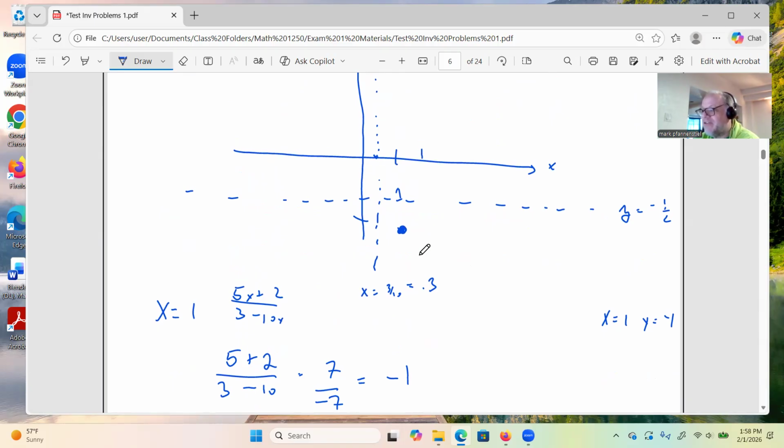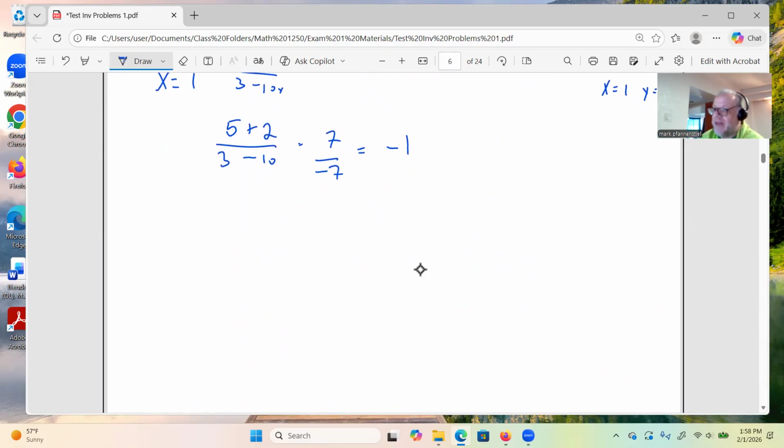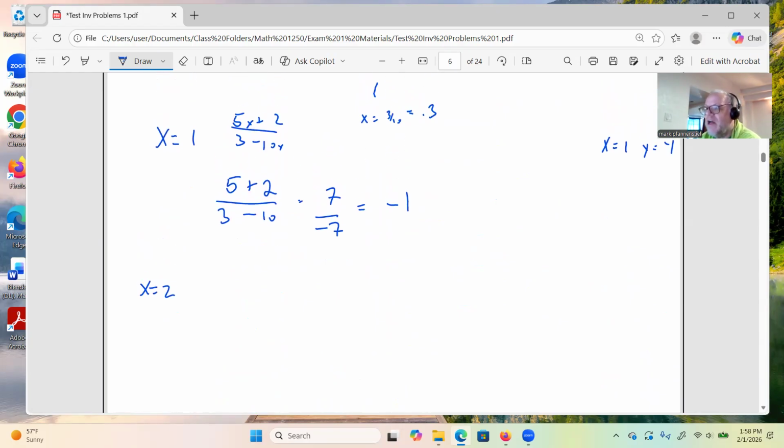Pick any other point on the graph. How about we pick 2? All right. So when x equals 2, we're going to plug this in. We have 5 times 2 plus 2 divided by 3 minus 10 times 2. So 5 times 2 is 10, 10 plus 2 is 12. Then we have 3 minus 20, that's going to be negative 17, I believe.